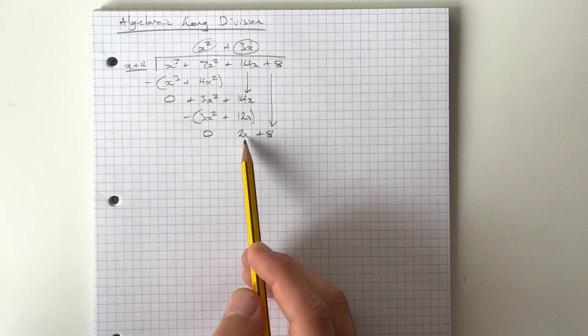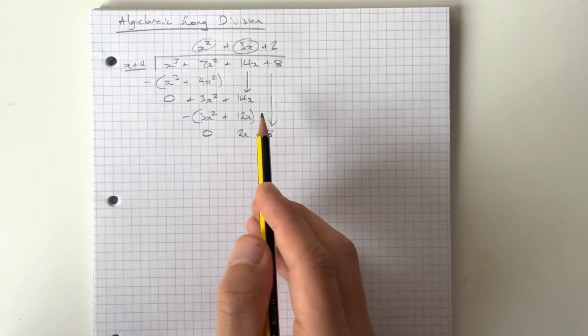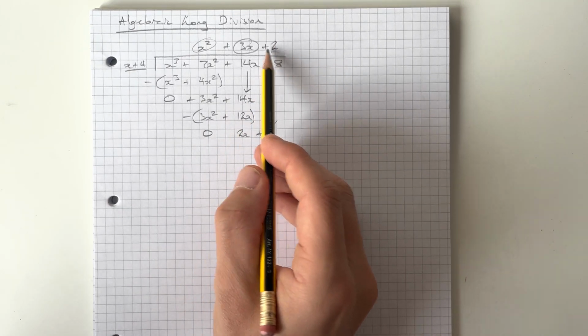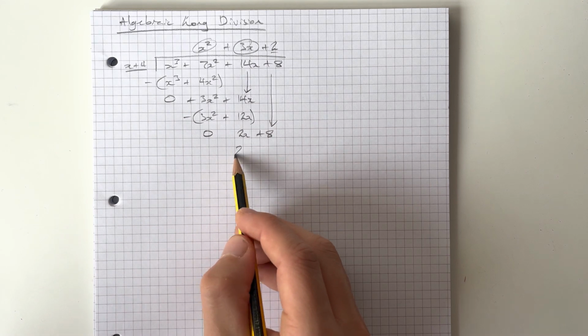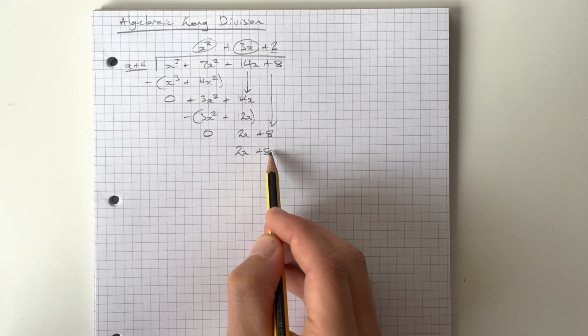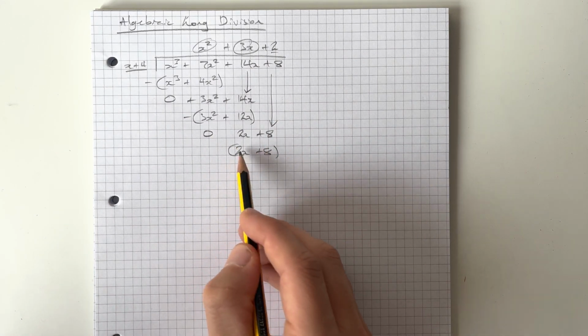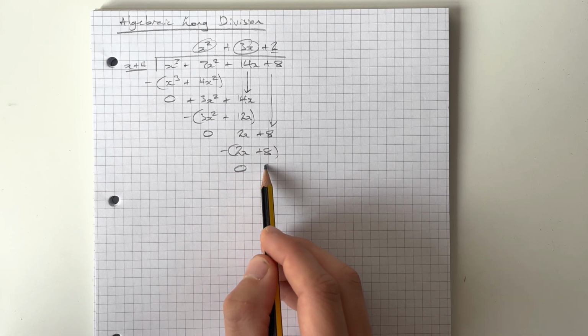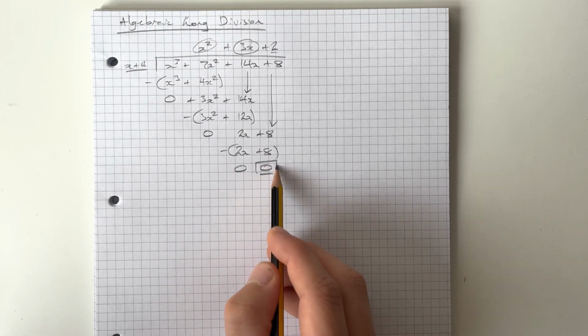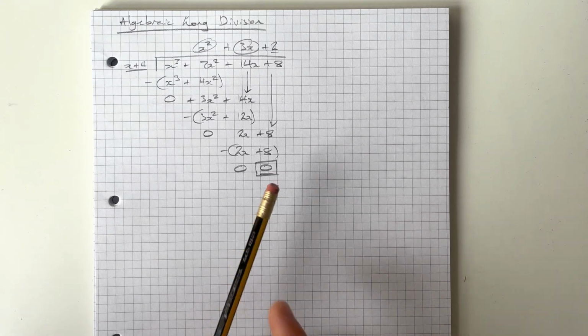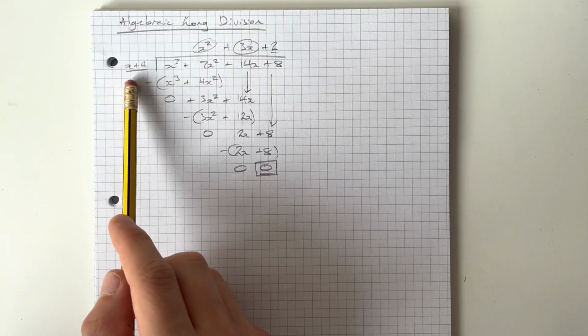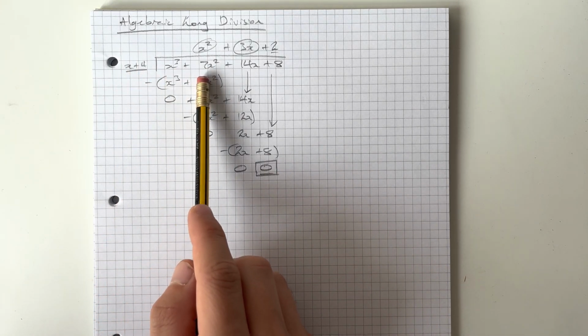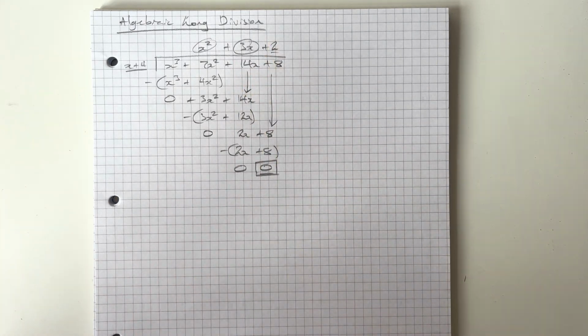To get from x to 2x, we have to multiply by 2. And then we do the same thing. 2 times x plus 4 is 2x plus 8. And what you can see here, these are the same. And what that means if they're the same is when we do the last takeaway, we have a 0. And this is going to be our remainder. So we've got a remainder of 0 here, meaning that x plus 4 is a factor of x cubed plus 7x squared plus 14x plus 8.